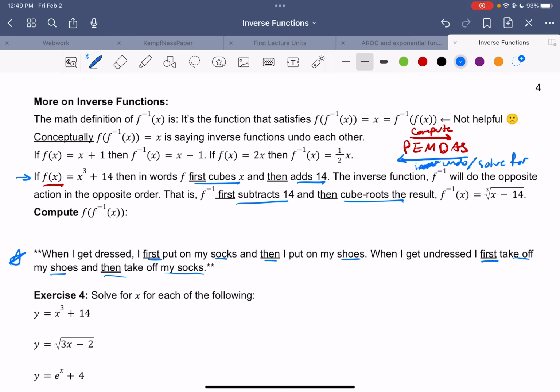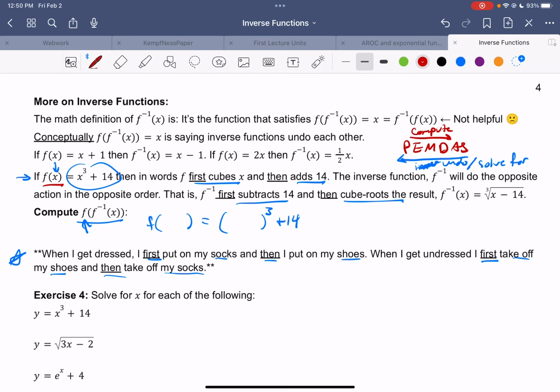So we can compute this object here. We're performing f on this more complex expression. What does f of something do? Well, it cubes that something, and then it adds 14. I'm looking at this function here. And that something does not have to be x. We use x as a dummy variable to demonstrate what the function is doing, but the function is the action. And what's the action? It's cubing and then adding 14.